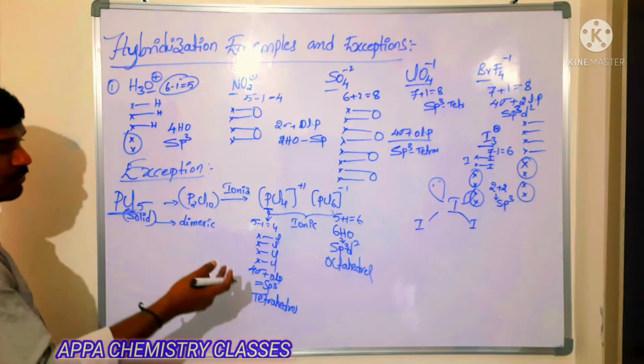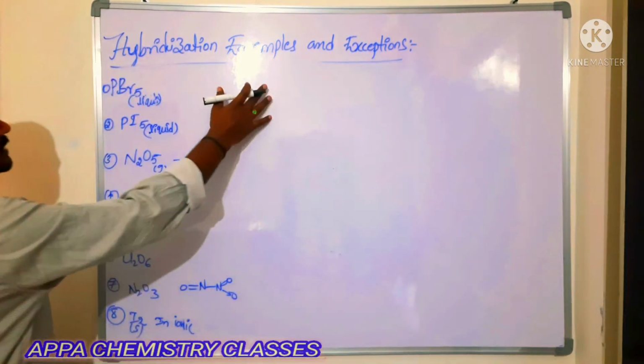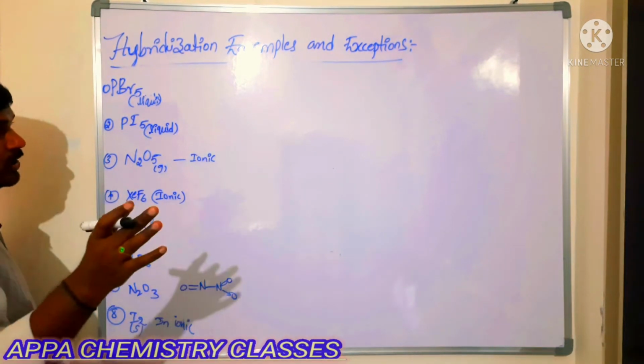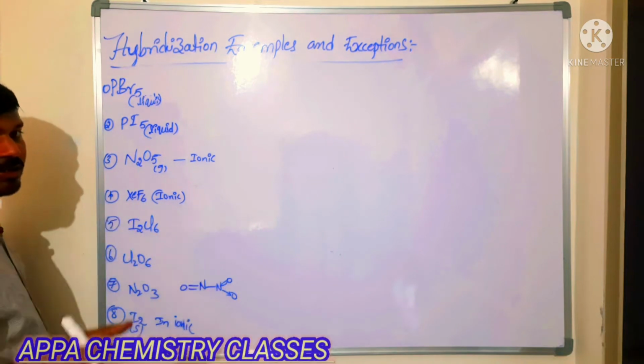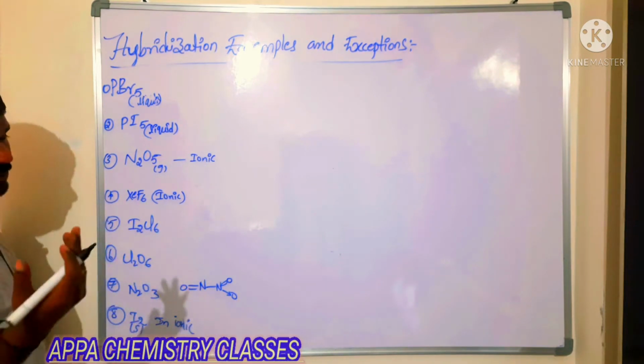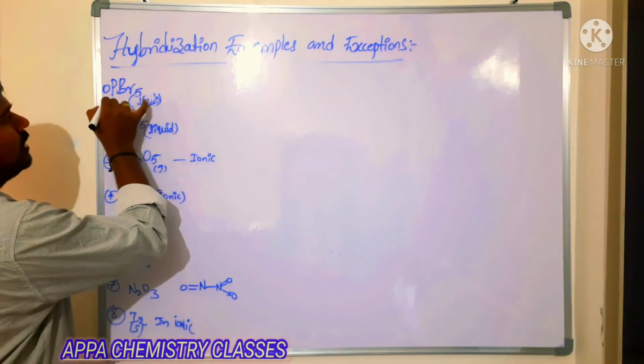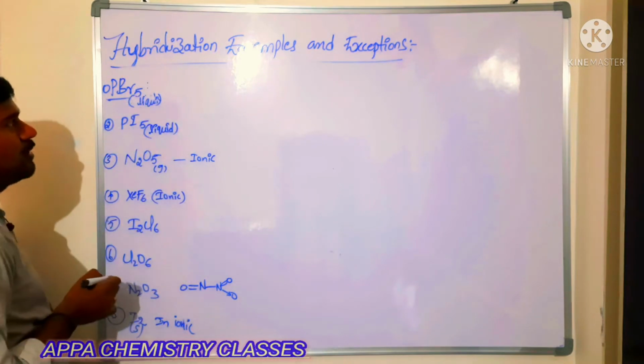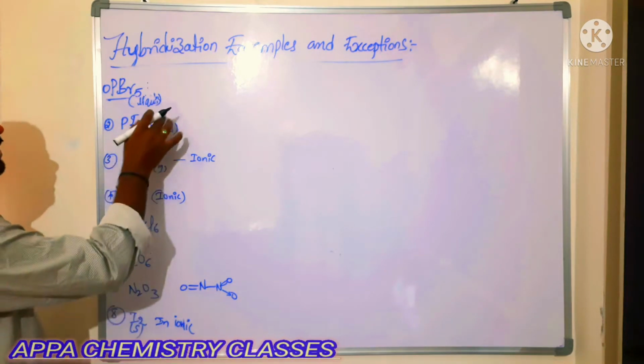Next, like that, some more exceptions we will see. Here some exceptions are there, so you try to watch. These exceptions are very, very important. In so many competitive exams they are going to ask. So now we are going to see phosphorus pentabromide in liquid state.